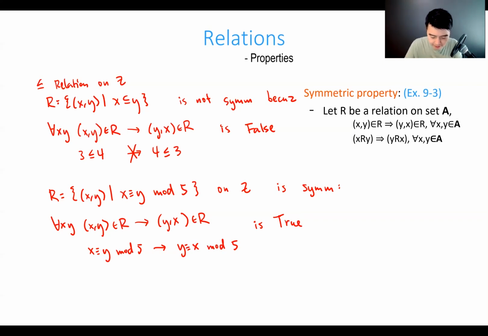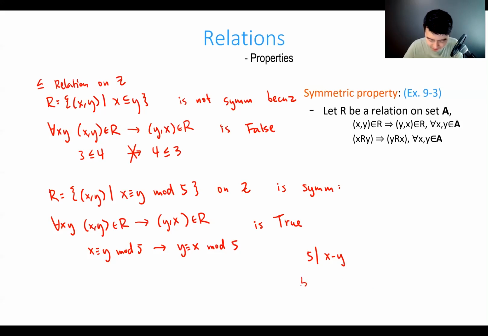I can say that one of the definitions of x congruent to y mod 5 is that 5 divides x minus y. There's another argument here. There's an argument that says x divided by 5 has remainder r, y divided by 5 has remainder r. Well, clearly this statement can be switched, right? But let's do a little bit more mathematical definition here.